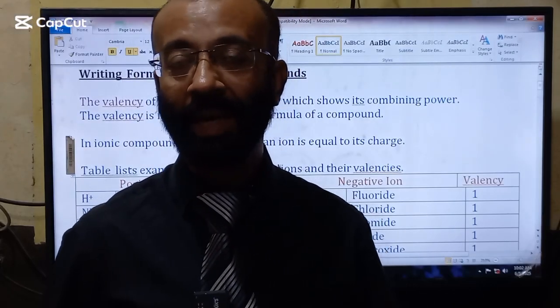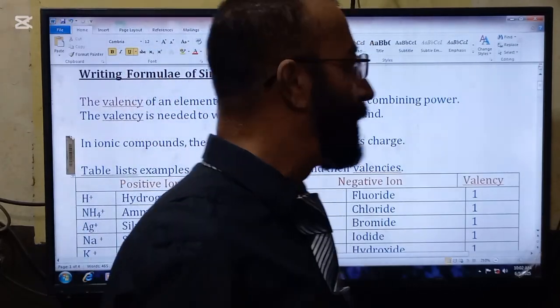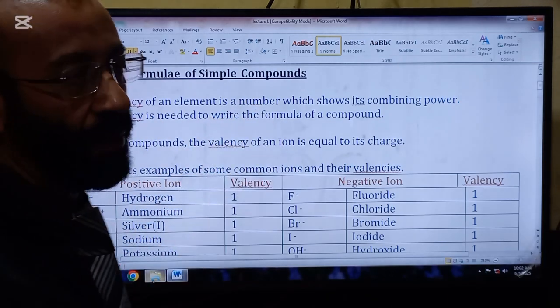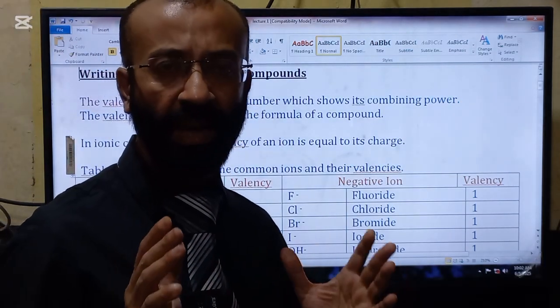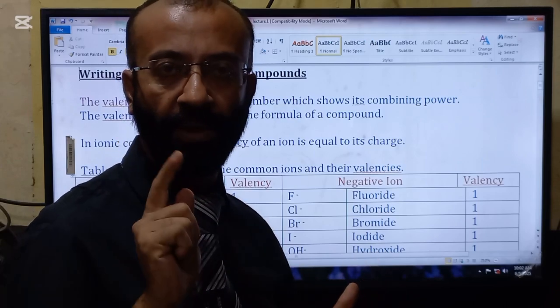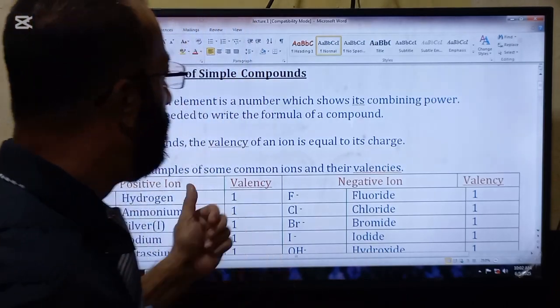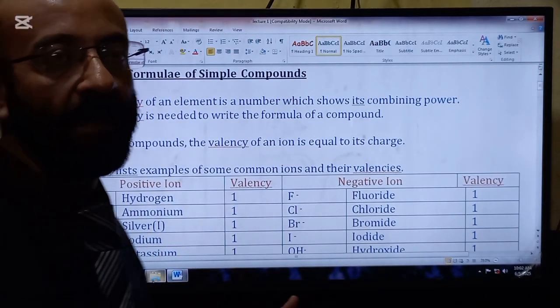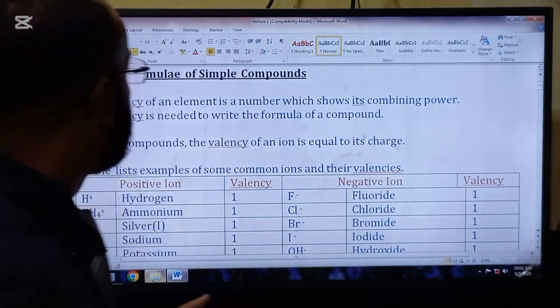Good morning, students. Our today's topic in the subject of chemistry is writing formula of simple compounds. There are some technicalities, very small technicalities in this topic, so concentrate yourself. We are going to start now. This is a very important topic as far as your chemistry paper is concerned.